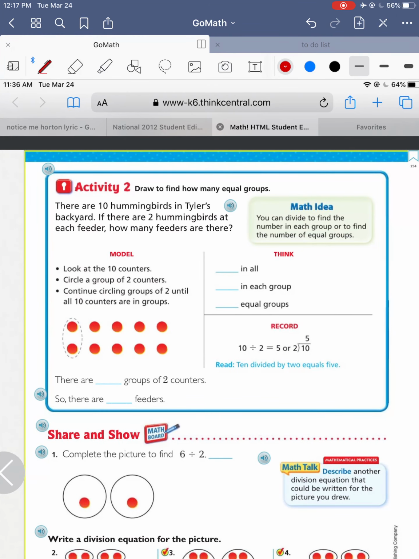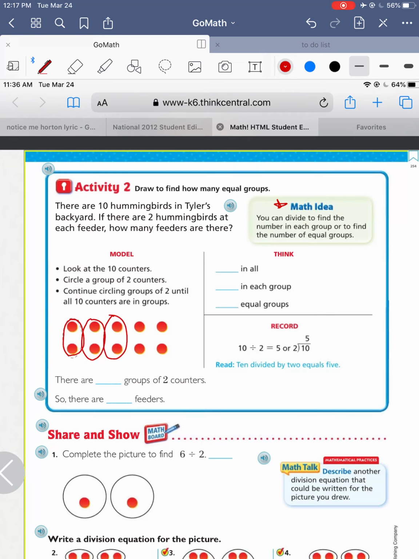Here is another way that we could do the same problem. So there's 10 hummingbirds again in Tyler's backyard. If there are 2 hummingbirds at each feeder, how many feeders are there? You can divide to find the number in each group or to find the number of equal groups. So they gave us the 10 counters, and now we're circling groups of 2 because it said each feeder has 2 birds. So each circle is 1 bird feeder.